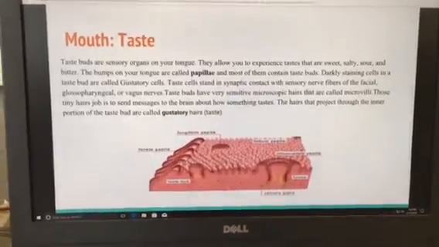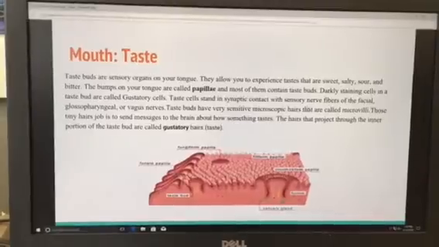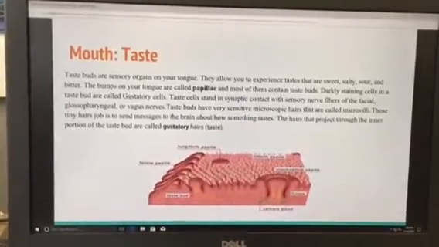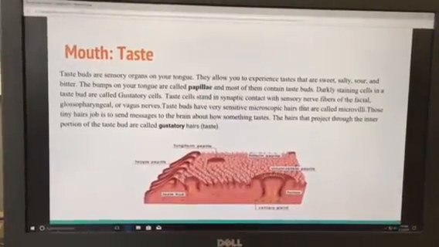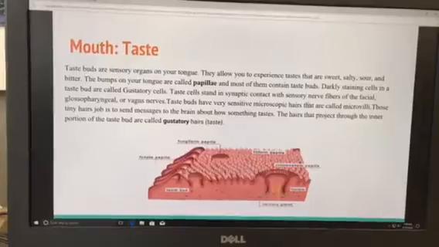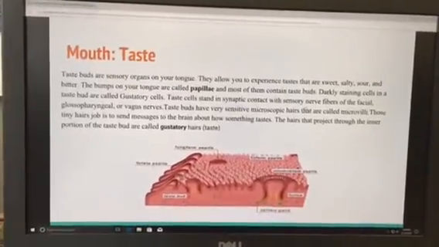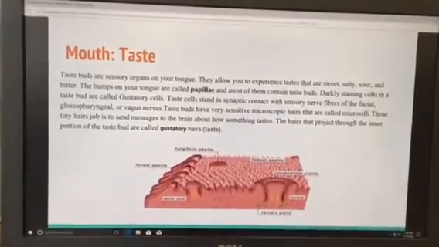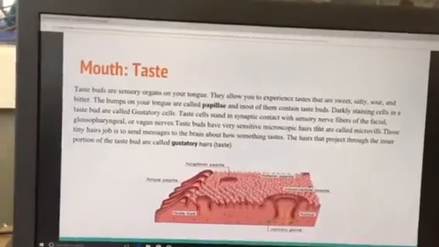Mouth, taste. Taste buds are sensory organs on your tongue. They allow you to experience tastes that are sweet, salty, sour, and bitter. The bumps on your tongue are called papillae, and most of them contain taste buds. Darkly staining cells in a taste bud are called gustatory cells. Taste cells stand in synaptic contact with sensory nerve fibers of the facial, glossopharyngeal, or vagus nerves.